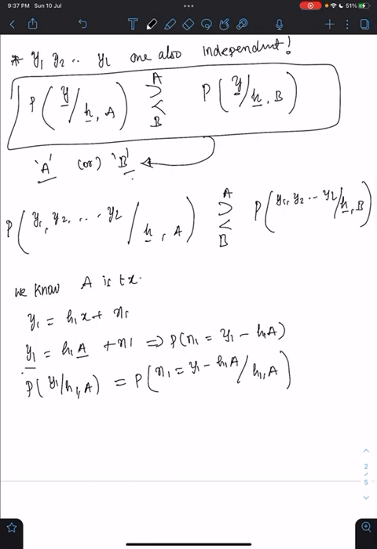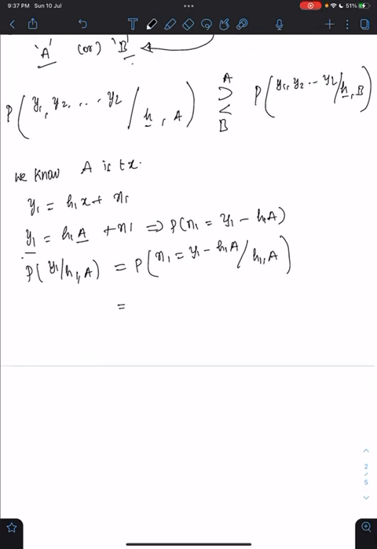Alright, so we know that noise is independent of the channel matrix H, and it is also independent of the symbol that we have transmitted. So we can get rid of this conditional. So that is the aim. That's why we'll switch to noise terms, because that makes life easy. So the probability of n1 equals y1 minus h1a equals the probability of y1 given h1 comma a.